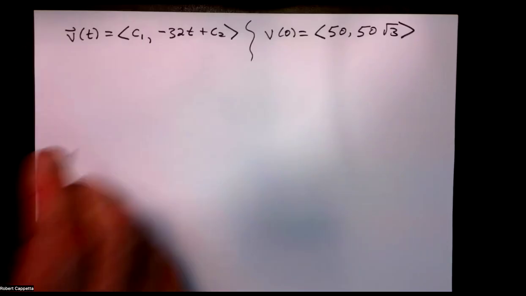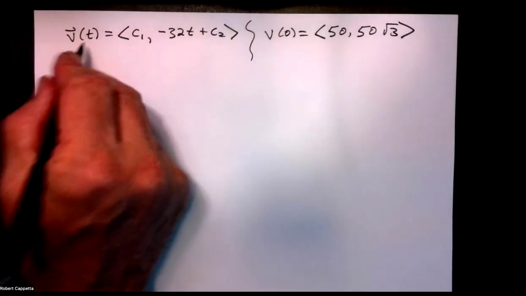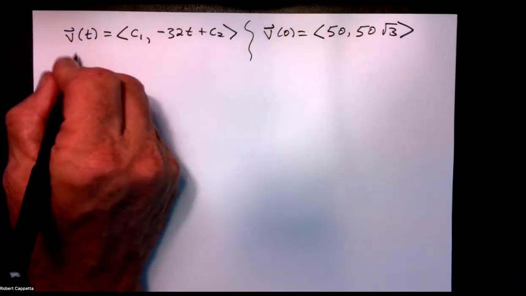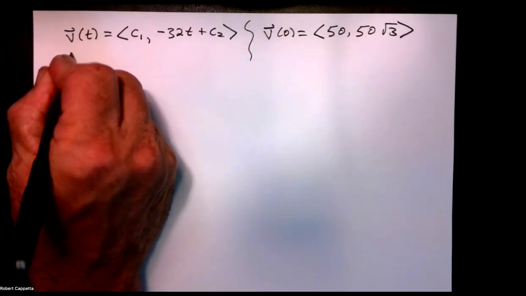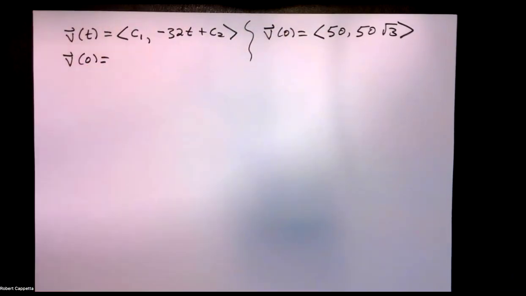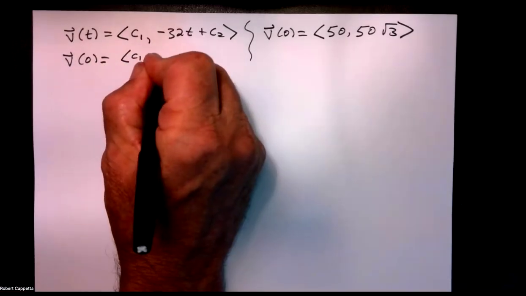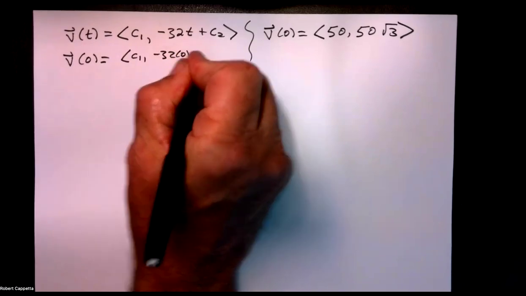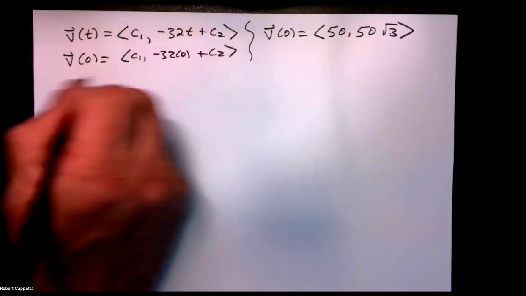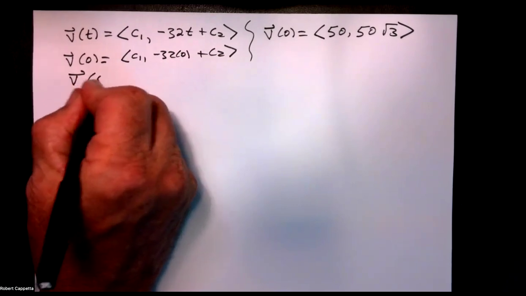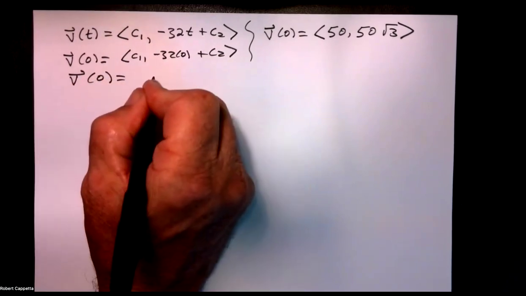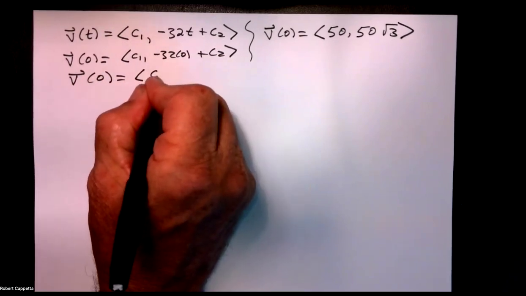So our next move is to go ahead and replace the t here with 0. Using this model, what is the velocity at time 0? It is simply c1 comma negative 32 times 0 plus c2. So my velocity at time 0 here is c1 comma c2.